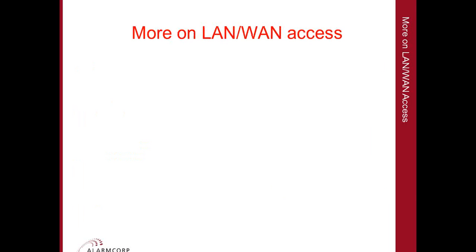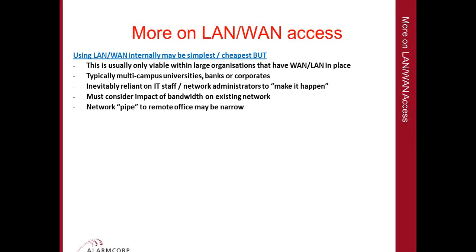Okay, more on local area network, wide area network access. Using WANs and LANs internally within an organization may be the simplest and the cheapest, but this is usually only viable within large organizations that already have the network infrastructure in place. Typically, this means we are dealing with multi-campus universities, banks or corporates, or possibly larger utilities. Now, inevitably, we are reliant on the IT staff or network administrators to make it happen. And we need to consider the impact of video bandwidth onto the existing network. Remember that the network pipe to a remote office may actually be quite small, only a few hundred kilobits per second.